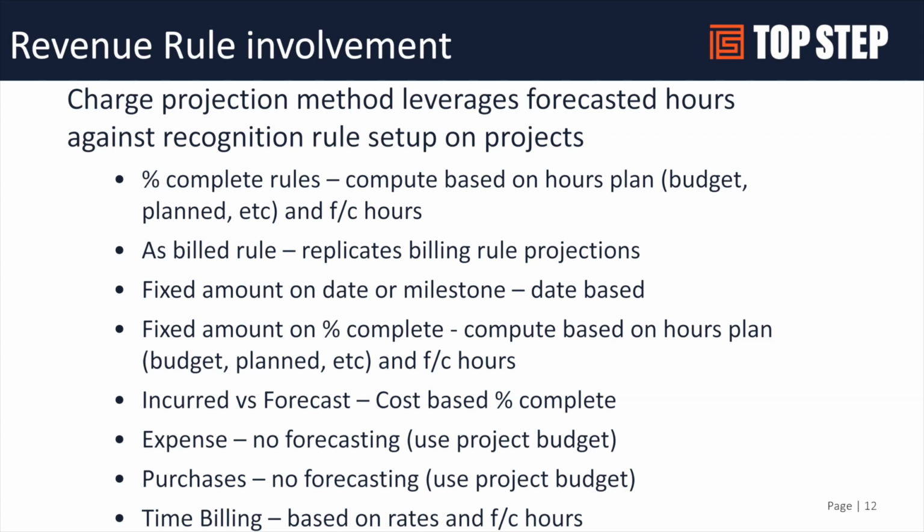Now, I have had customers use generic resources to mimic when expenses are going to be incurred. And then you would use a time billing rule to monetize that if you needed to be able to forecast on either expenses or purchases. That's one way to get around this, but we'll talk about another option as well.